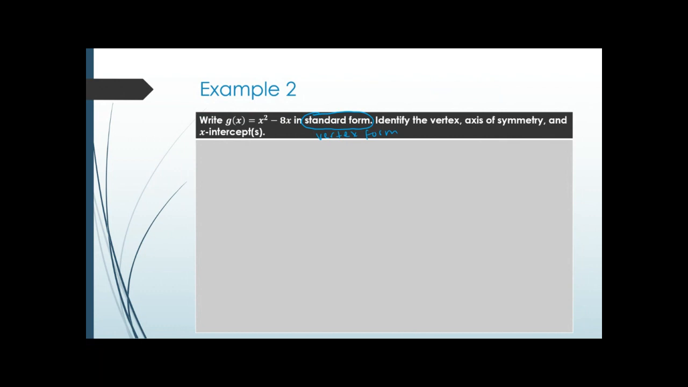So we're going to use the formulas that I had. So the vertex is an ordered pair h comma k. And so we need to figure out what h is. We need to figure out what k is. So h is equal to negative b over 2a. Now our function that we have is g of x equals x squared minus 8x, and then I'm going to write plus 0 just to make sure we have that there.